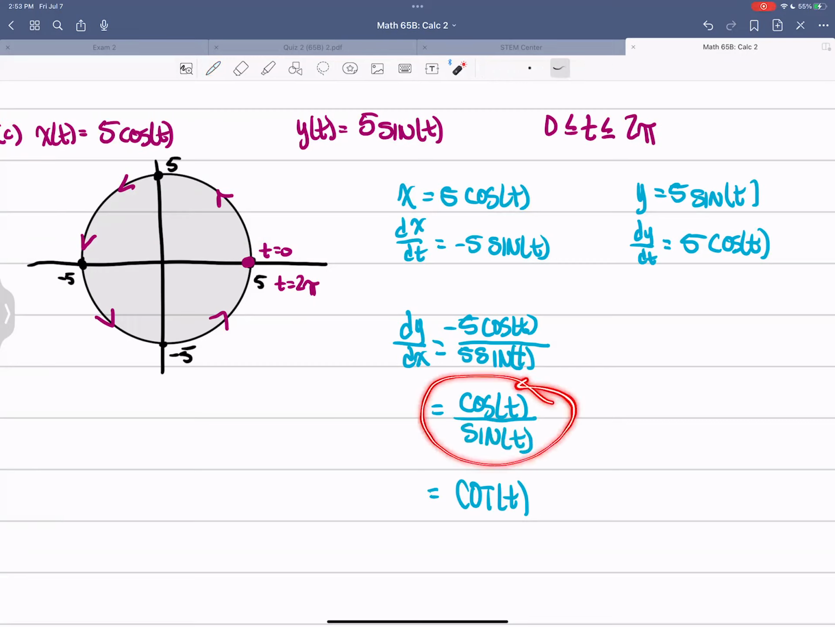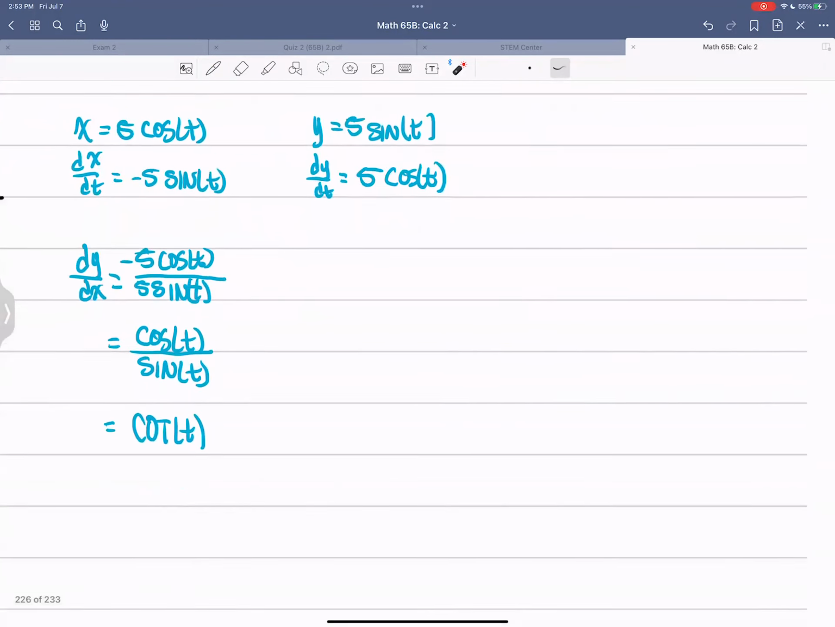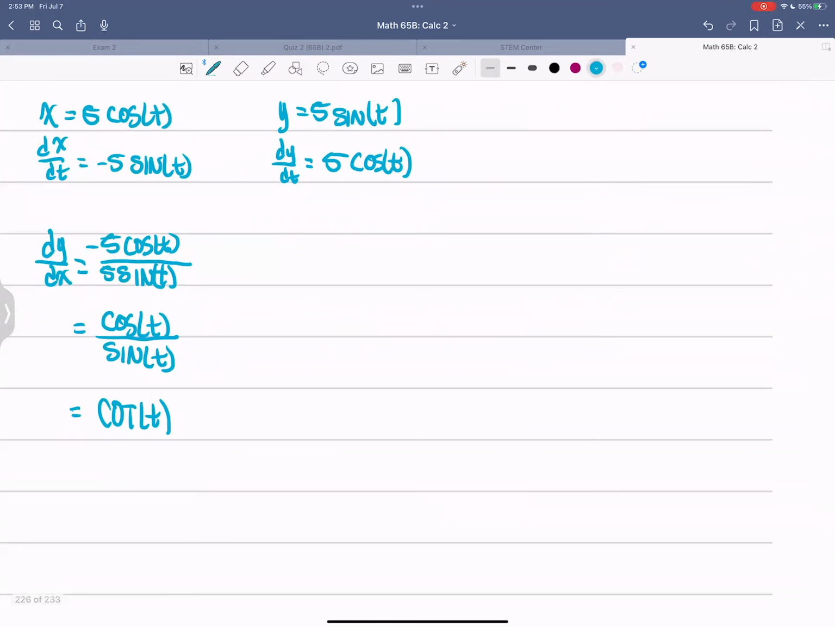I feel like we could use this to help us figure out our different points. So not our different points, our critical values. So critical values are going to be undefined when sine of t is equal to 0. And let's get that out of our way just to make sense of all of this. All right, so undefined at sine t equal to 0.